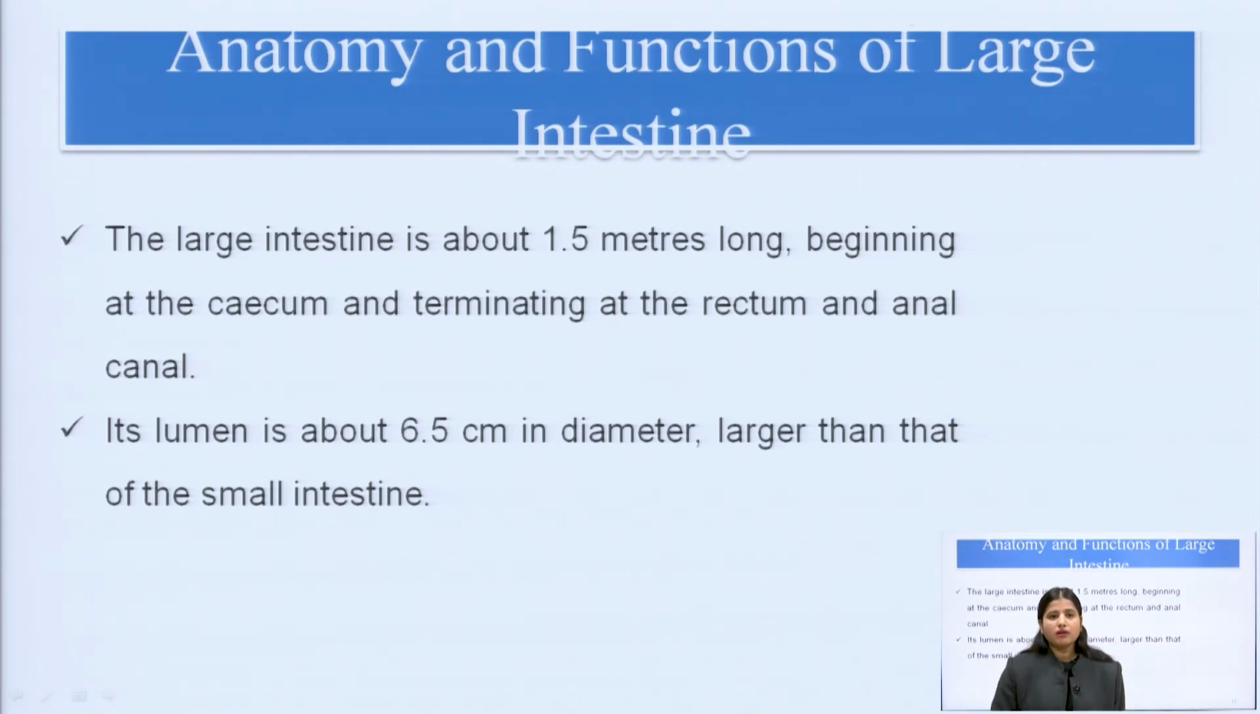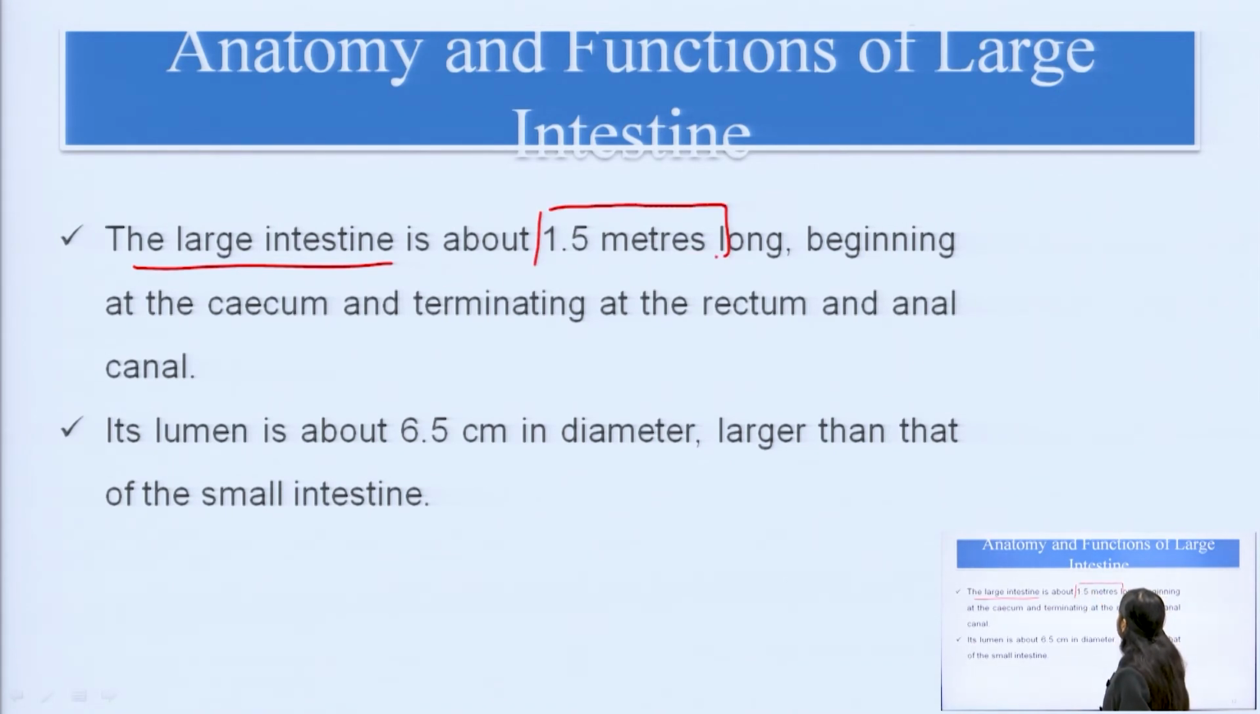Most of the absorption of nutrients is completed in the small intestine. So the waste product, or the food which is not absorbed, comes into the large intestine for expulsion in the form of feces. So, see here the large intestine area. The large intestine is about 1.5 meters.